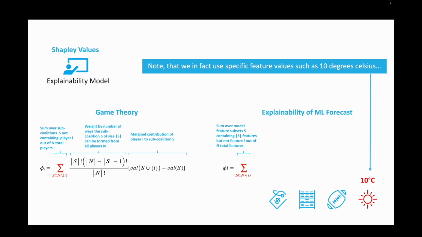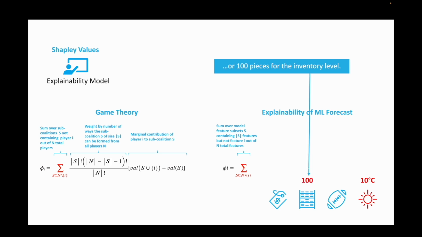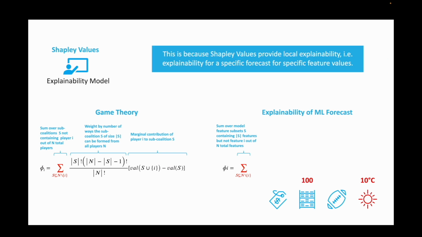Note that we in fact use specific feature values such as 10 degrees Celsius or 100 pieces for the inventory level. This is because Shapley values provide local explainability, that is, explainability for a specific forecast for specific feature values.